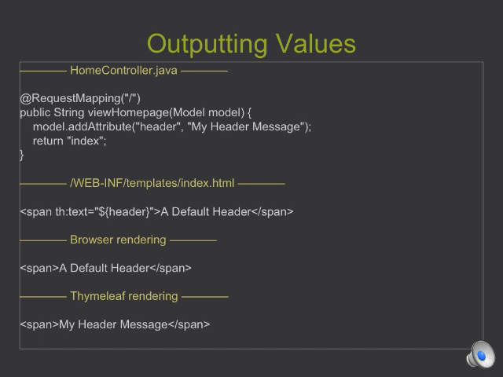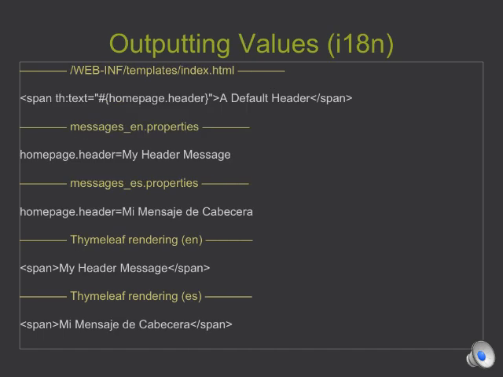But even though this Thymeleaf markup is in place, the designer will still see just a default header, so that he can continue working on his design while the developers are adding in the actual logic for the templating engine. And so the top is just a very simple controller method that responds to the root URL and adds that string my header message to the model keyed by the word header, which we then use to grab from the span th:text.